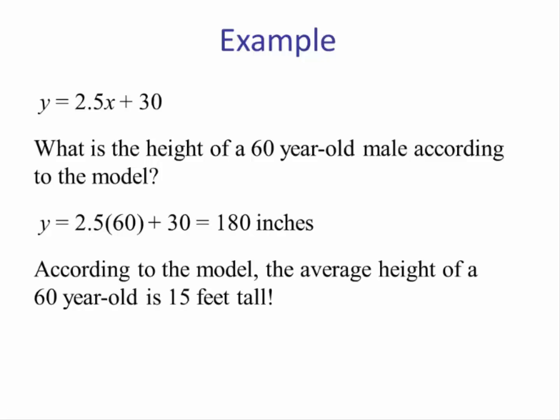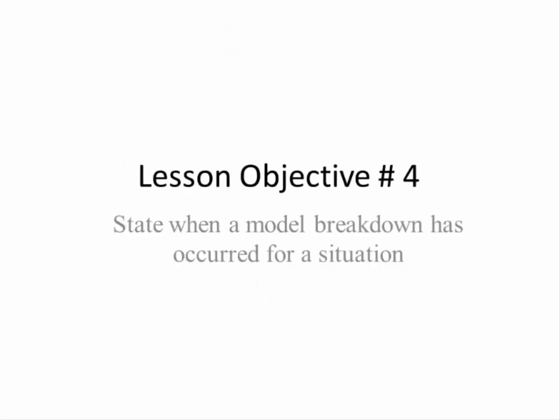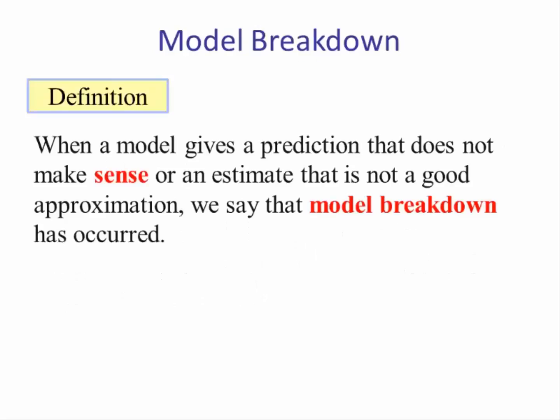And of course we all know once a male reaches 18 to 20 or 21 years of age, he is less likely to grow anymore. Lesson objective number 4. When a model gives a prediction that does not make sense, or an estimate that is not a good approximation, we say that model breakdown has occurred. We saw that in the last example.